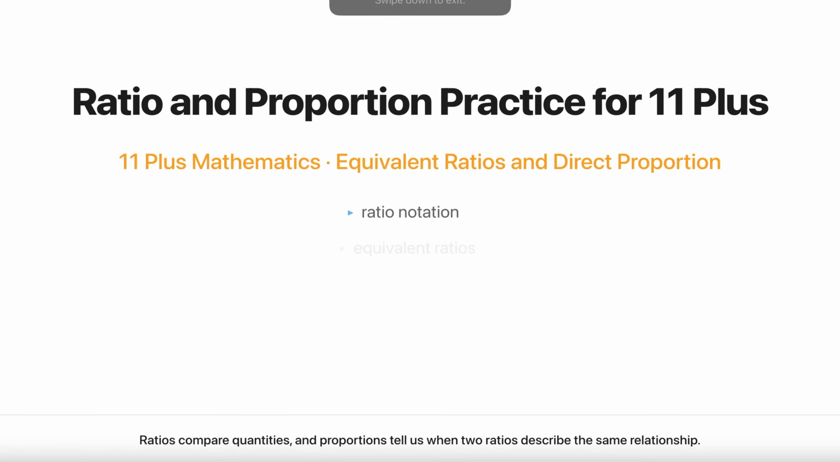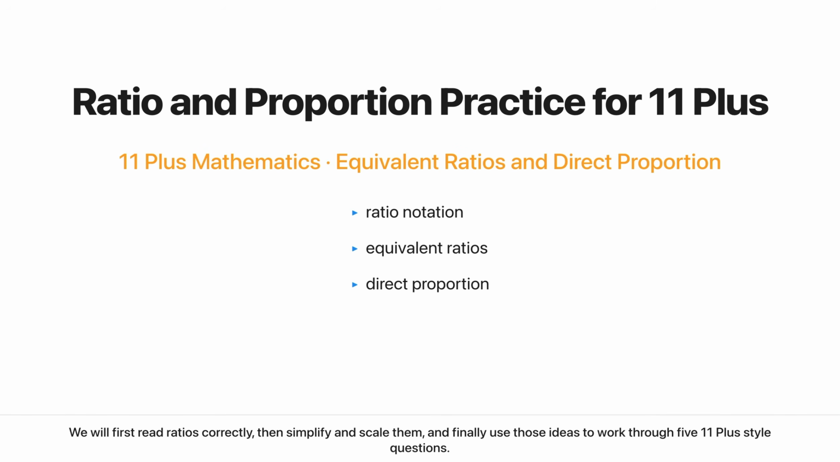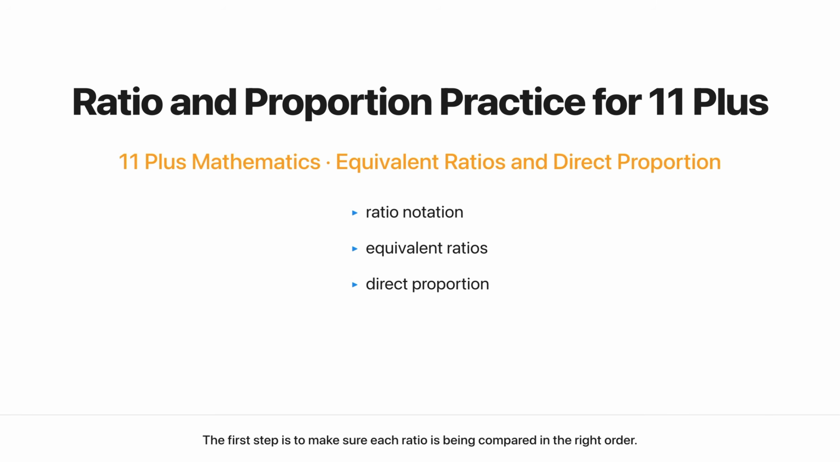Quantities and proportions tell us when two ratios describe the same relationship. We will first read ratios correctly, then simplify and scale them, and finally use those ideas to work through 511+ style questions. The first step is to make sure each ratio is being compared in the right order.